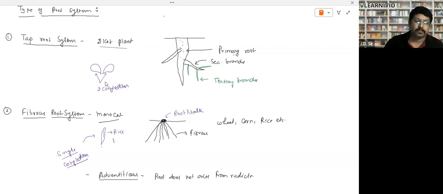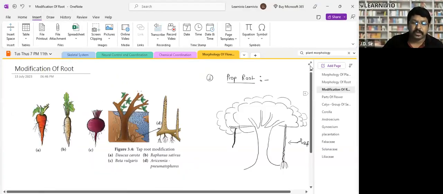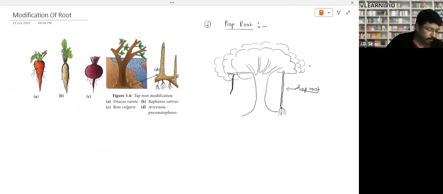Okay. So now again come to the modification part. Here what I was telling is what the prop roots are. So please start noting down. They are thick pillar-like adventitious root. So they are just fibrous root, right?